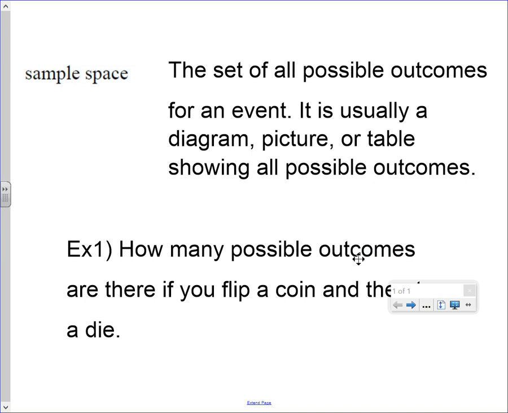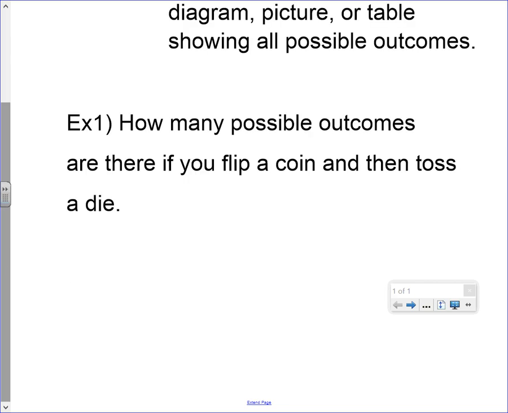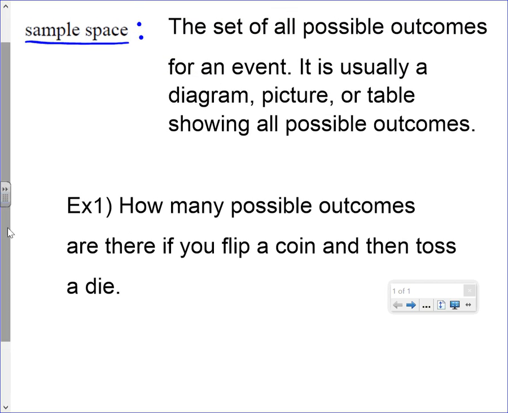So here's sample space. The set of all possible outcomes. It's usually a diagram, picture, or table showing all possible outcomes. For instance, how many possible outcomes are there if you flip a coin and then toss a die?